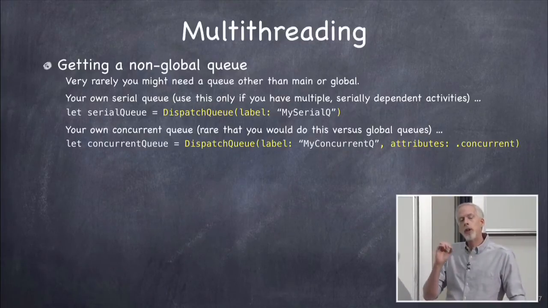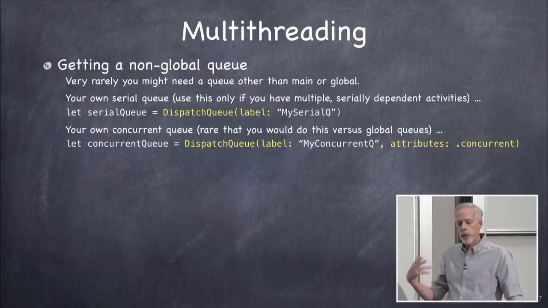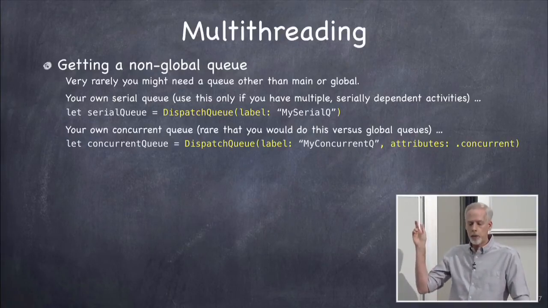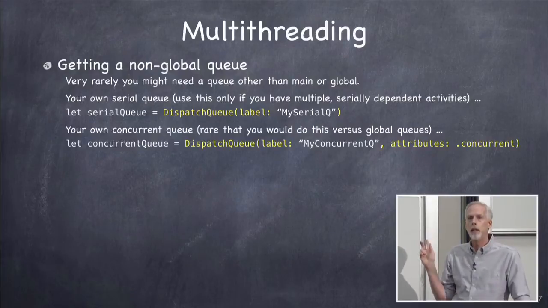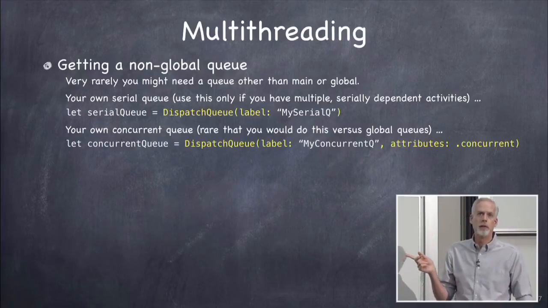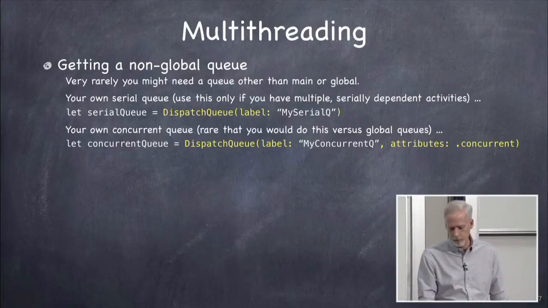And if you want to make your own concurrent queue, a queue that has multiple threads that can be working on things, then same thing except you put attributes: .concurrent in the initializer. You won't need to do that in this class, and rarely do we do this. It's usually the main queue and the global queues, 90% of the time.